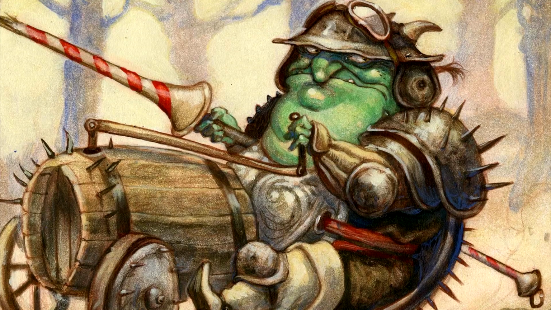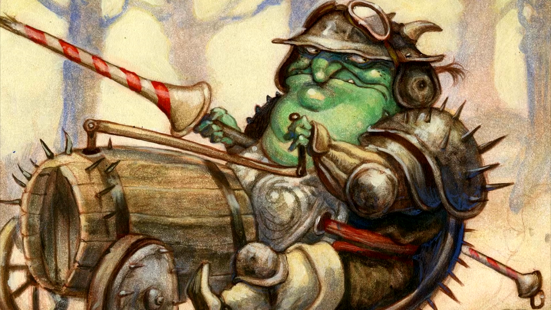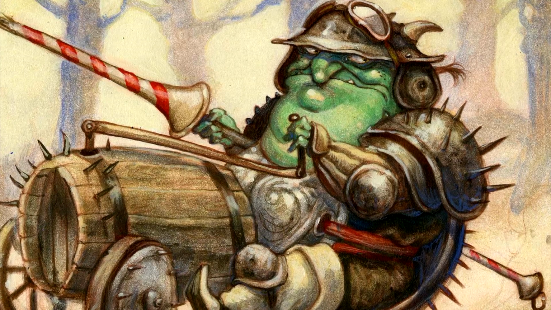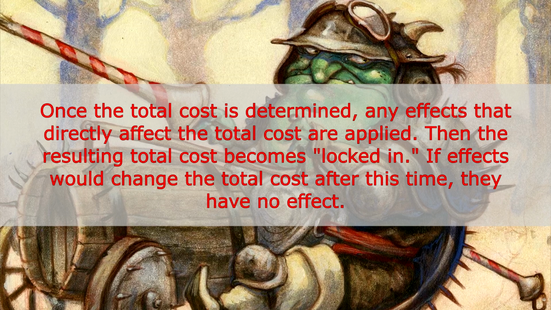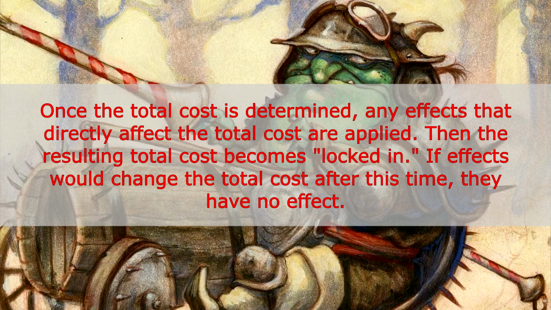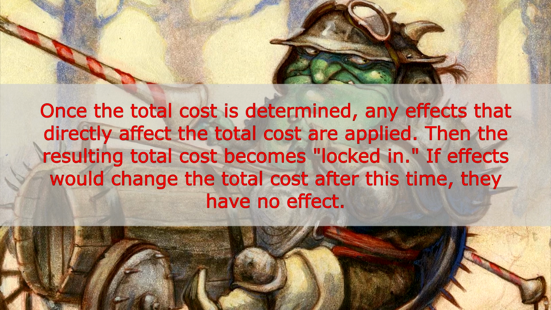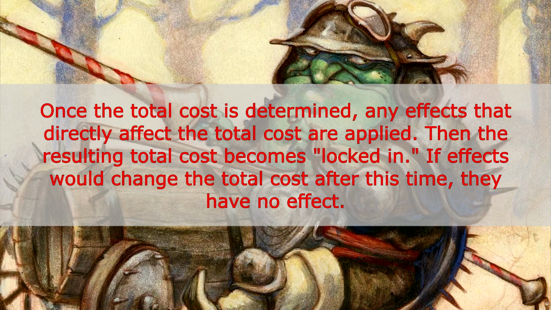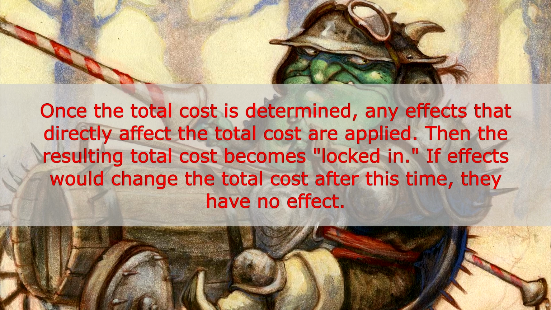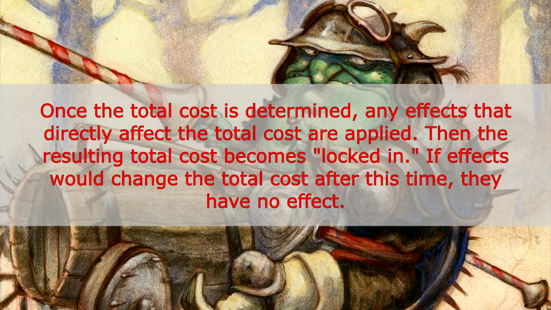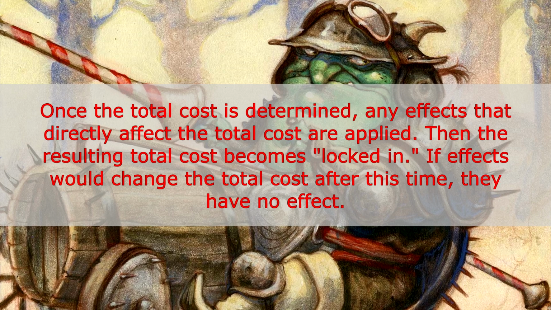So that was a whole lot of stuff, but the parts that I want to actually focus on are those last 3 sentences. Once the total cost is determined, any effects that directly affect the total cost are applied, then the resulting total cost becomes locked in. If effects would change the total cost after this time, they have no effect. So what do these last 3 sentences actually mean? Let's answer that with a scenario.